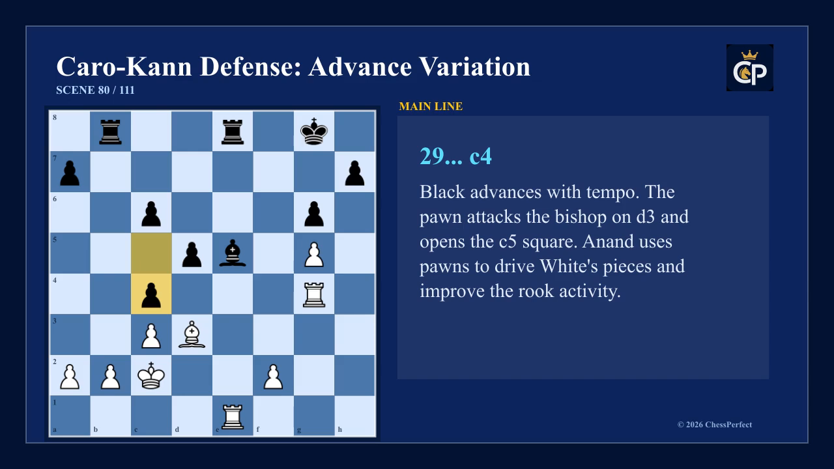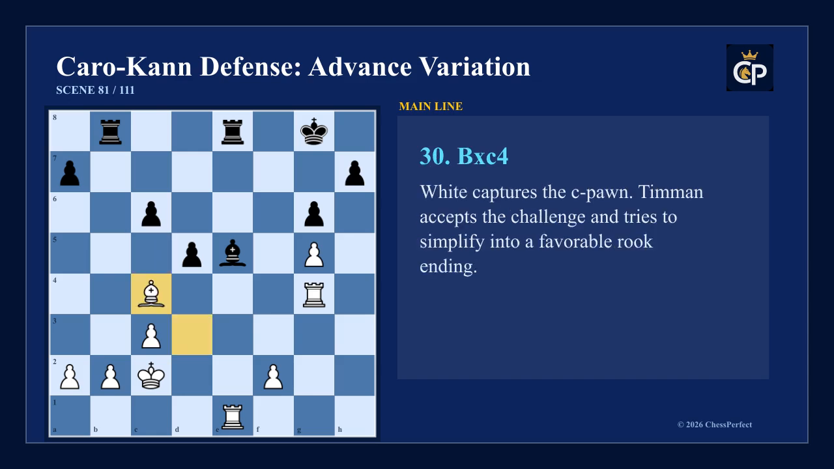c4. Black advances with tempo. The pawn attacks the bishop on d3 and opens the c5 square. Anand uses pawns to drive white's pieces and improve the rook activity. Bishop takes c4. White captures the c-pawn. Timman accepts the challenge and tries to simplify into a favorable rook ending.